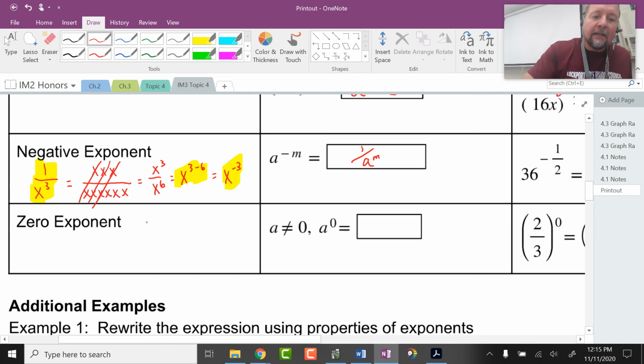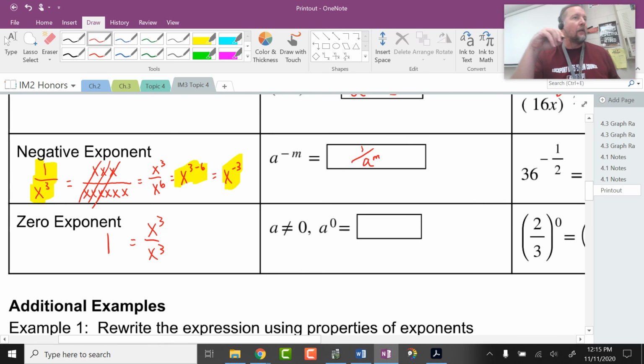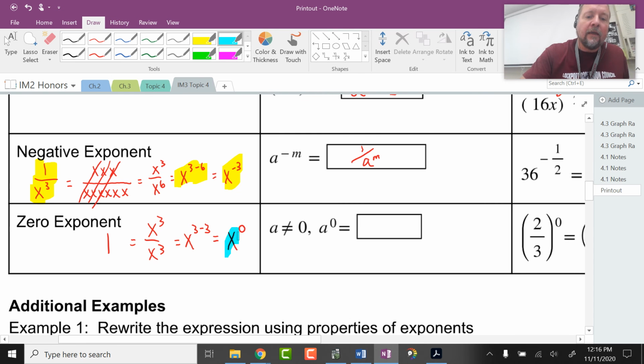what about x to the third over x to the third? Everyone should know that x to the third over x to the third equals 1 because it's something over itself. But what if you robotically said, well, let's just do the subtraction rule and do 3 minus 3? Well, then I get x to the 0. And there you go again. You did something two different ways. You got two different answers. Those two different answers are exactly the same thing.